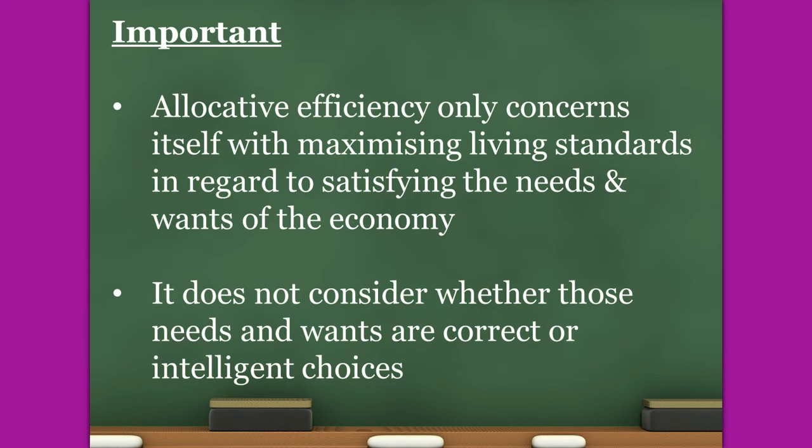For example, if you have an economy that has no electricity, no internet or anything like that, but for some reason everybody wants computers, well, under allocative efficiency they will consider how to use their resources in the best possible way to make computers. It's not an intelligent choice because the people of the economy can't use it, but we don't consider those points under allocative. All we consider is what they want, how do we satisfy it.